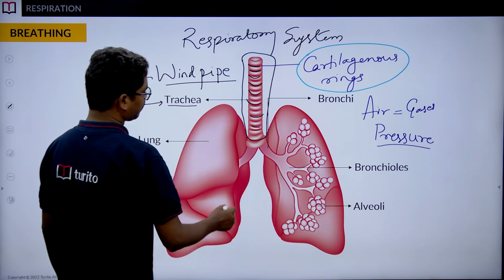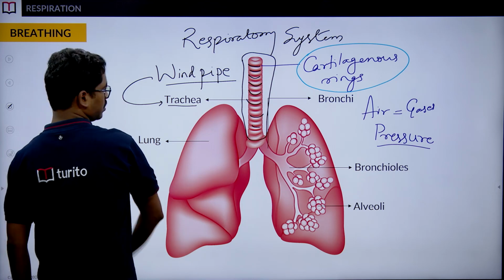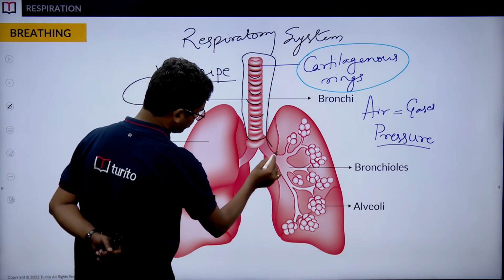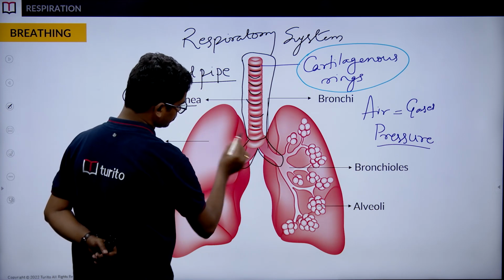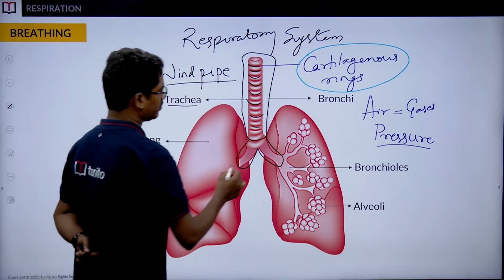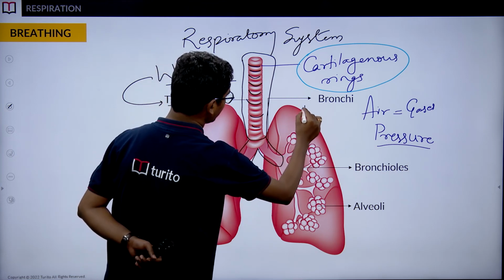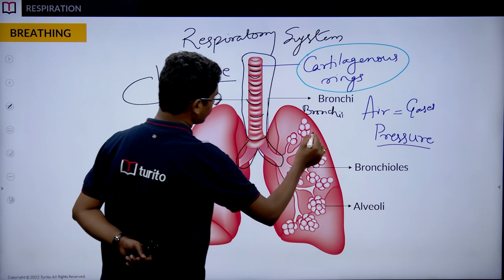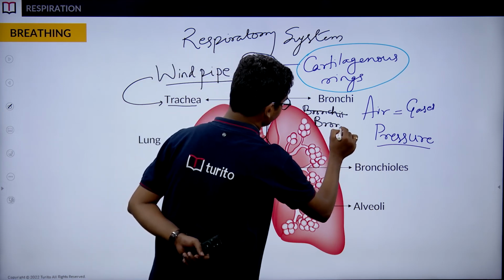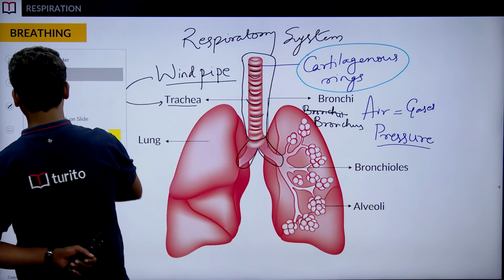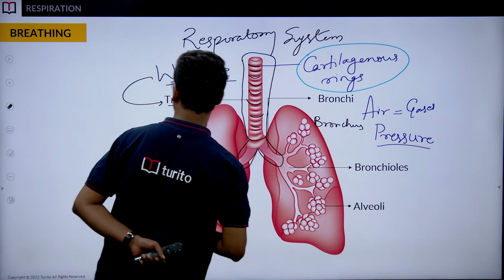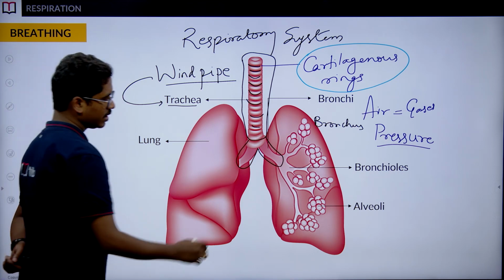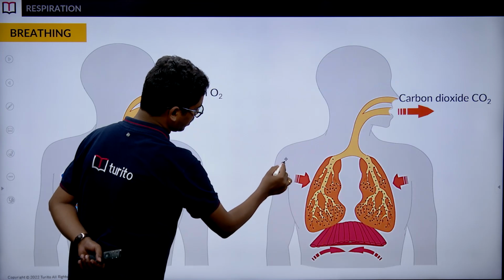Following which we have this particular structure, where the trachea is divided into two parts. That is known as bronchi. Bronchus is singular, and bronchi is plural. Now, that is the arrangement we have. Once it is done that way, there is further very small branching like this.